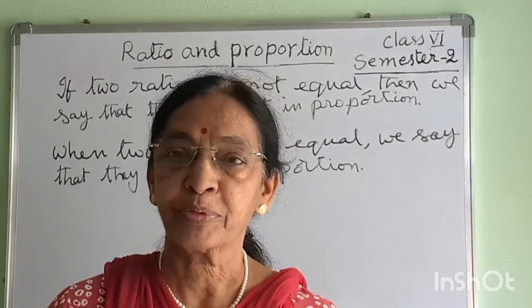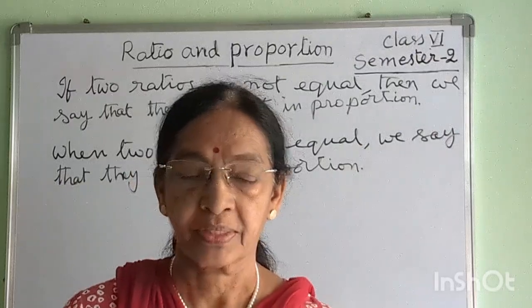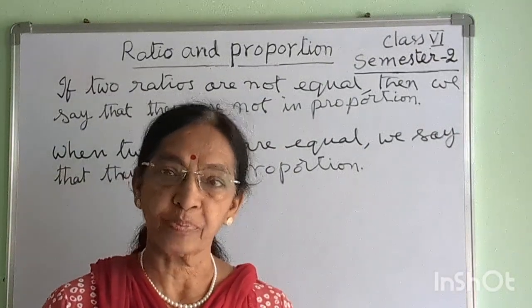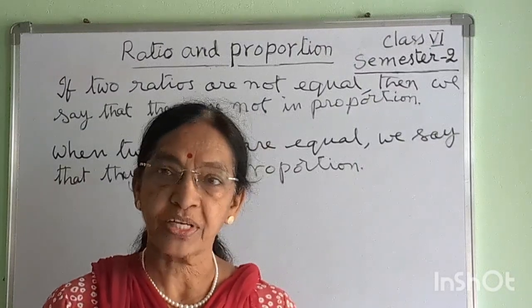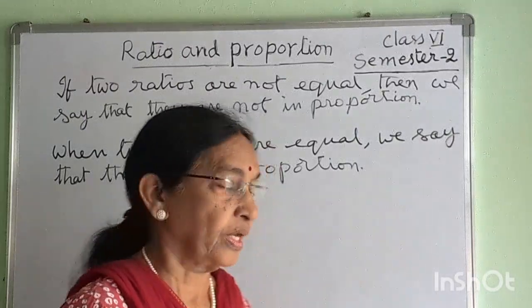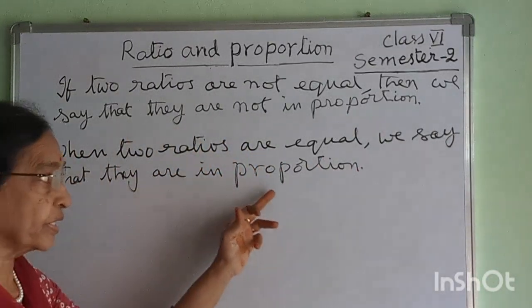Hi, welcome to my 6th class mathematics class, ratio and proportions. When two ratios are equal, we say that they are in proportion. If two ratios are not equal, they are not in proportion. And when two ratios are equal, we say that they are in proportion.